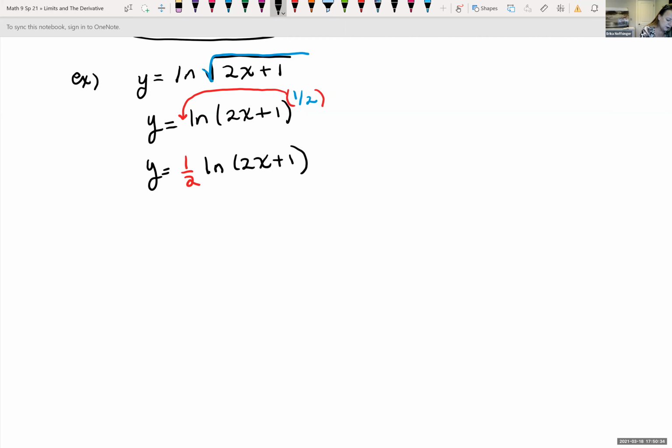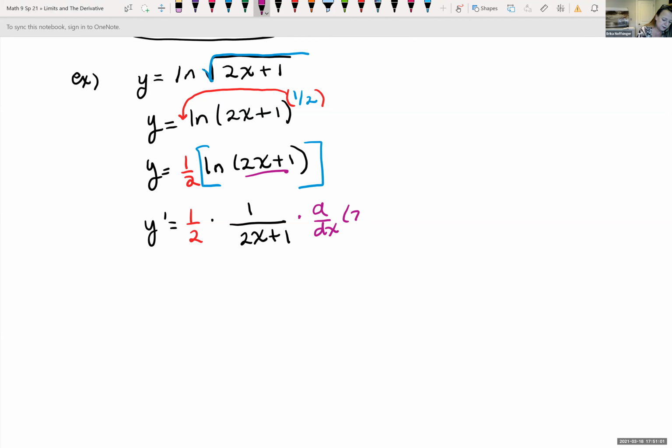So this would be y prime equals, well, we just leave our coefficient alone, and we take the derivative of the natural log of 2x plus 1. So the outer natural log, we take 1 over what we're taking the natural log of, which is 2x plus 1, times that derivative of the inside, d dx of 2x plus 1.